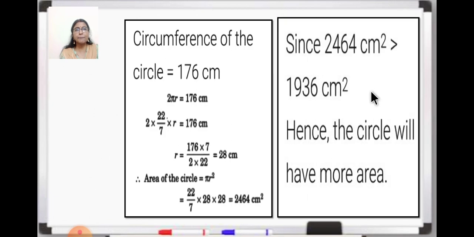So now you can compare both the areas. 2464 is greater than the area of the square, that is 1936 centimeters square. So we will write, hence the circle will have more area.